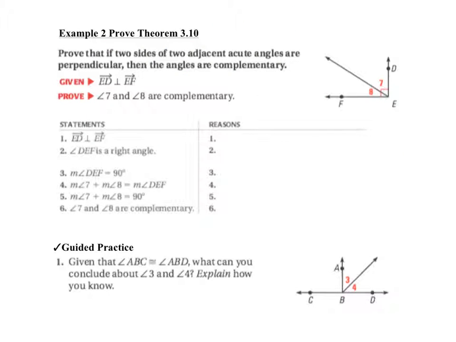Okay, we're going to do the proof for if two sides of two adjacent acute angles are perpendicular, then the angles are complementary. So we're given first that ED and EF are perpendicular, the two rays, and we're trying to prove that angles 7 and 8 are complementary. So filling in the proof, first statement is given.